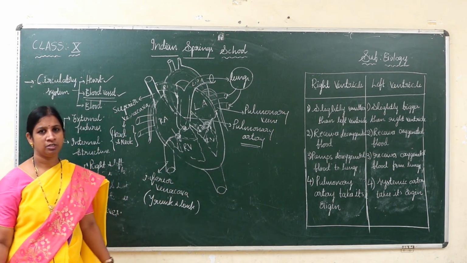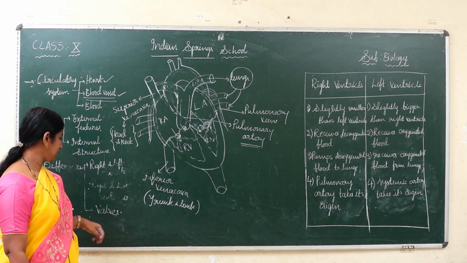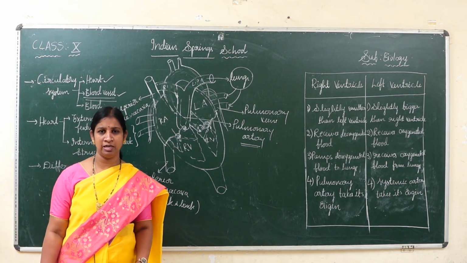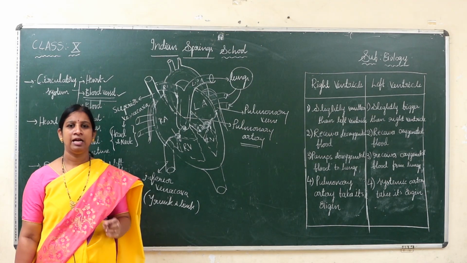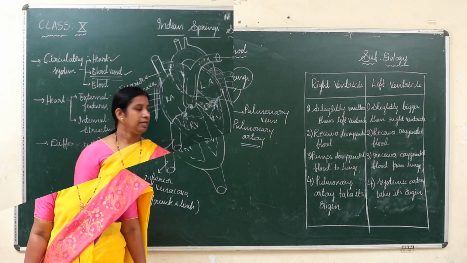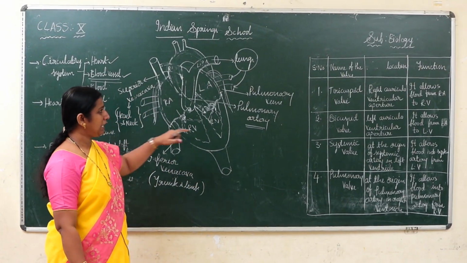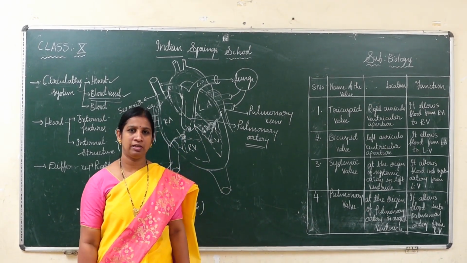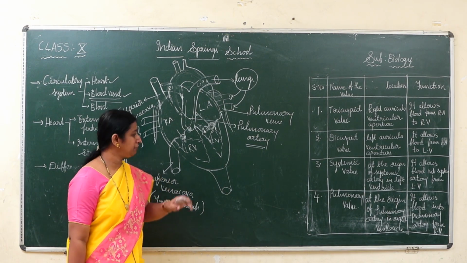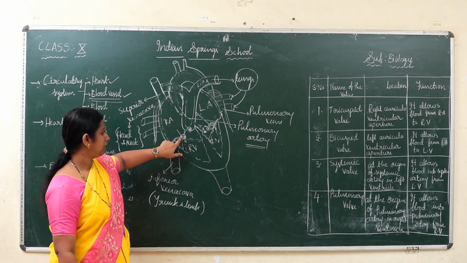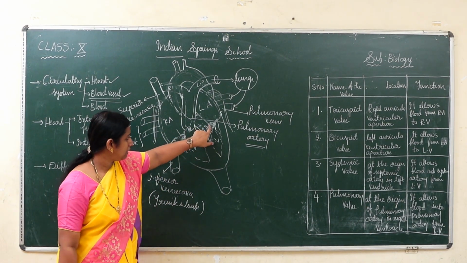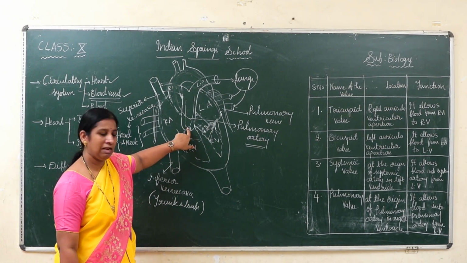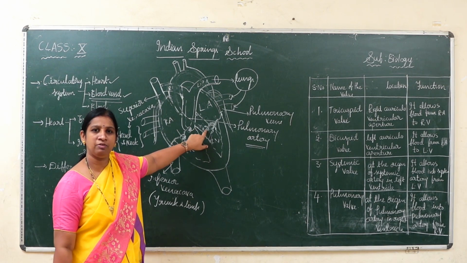Then the last topic of today's class is the valves. How many valves are present, where they are located, and what is their function. Now we are going to the last concept, the different types of valves present in the heart. So as I said before, children, there are 4 valves: right side one valve, left side one valve, and near the pulmonary artery one valve, and near the systemic artery one valve.